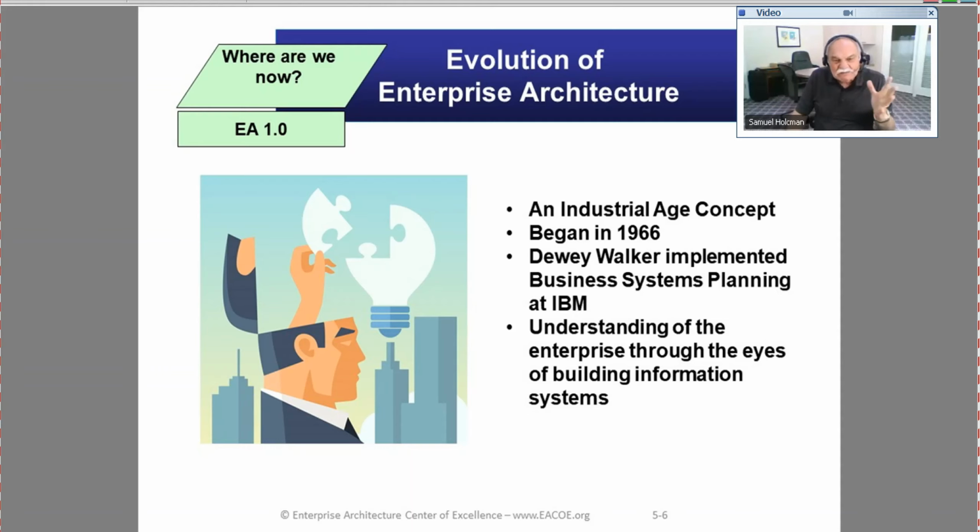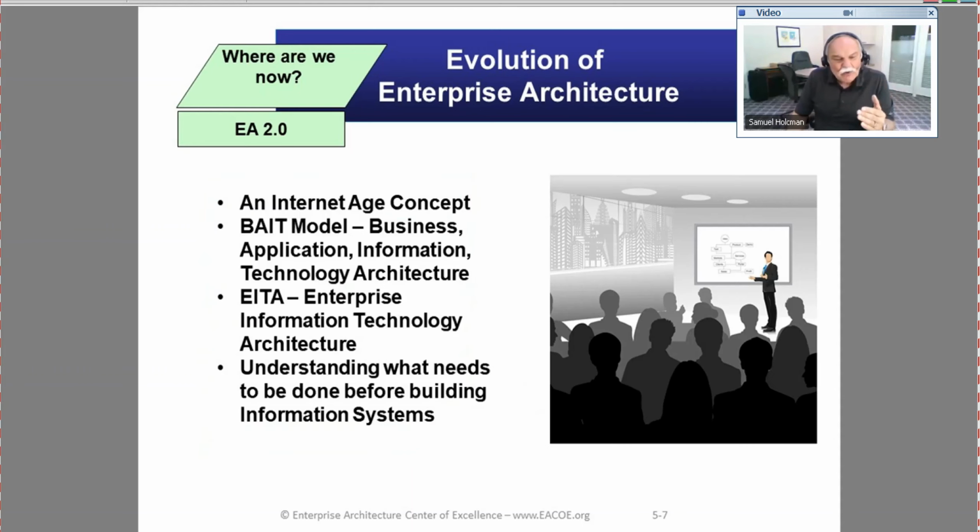Dewey Walker and his team developed information business systems planning, understanding the enterprise through the eyes of building information systems. EA 2.0, some people use the phrase. Please notice that I just smiled. This EA was hijacked by the IT organization, and this concept of the BAIT model, business application information and technology, came from Dr. Steven Spewak. Unfortunately, Steve is no longer with us. He passed away a number of years ago. The engineering design objective that he had was essentially understanding what needs to be done before building information systems.